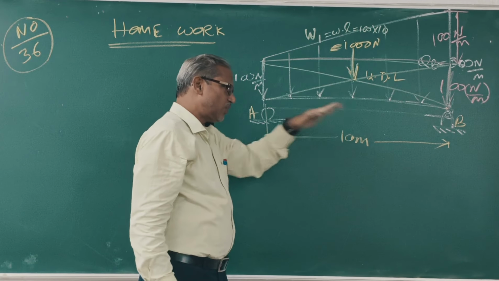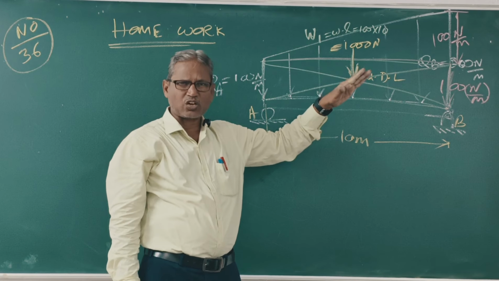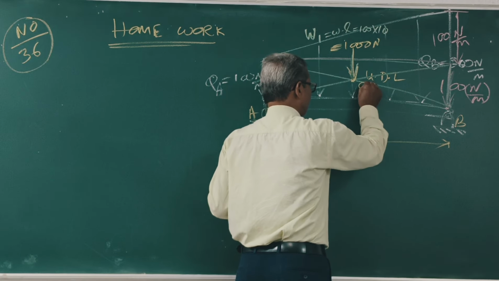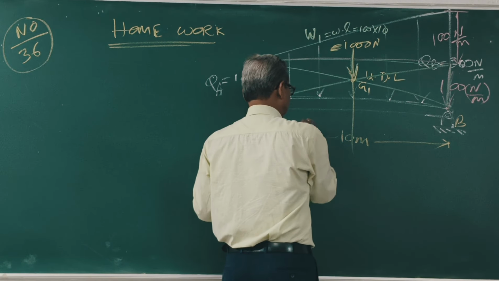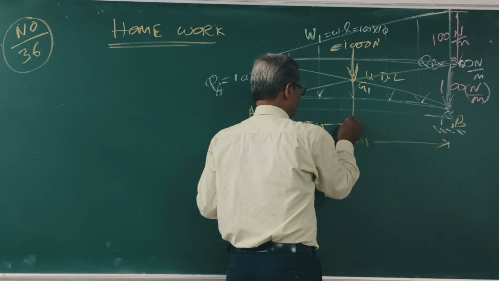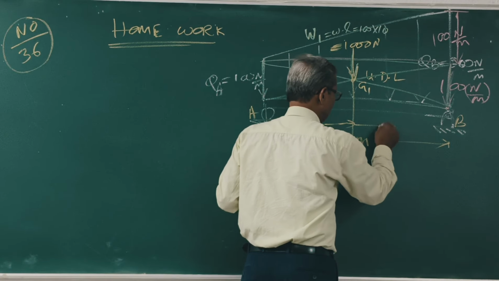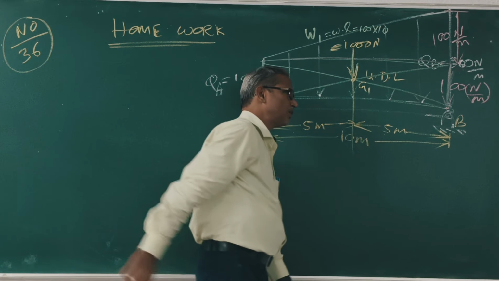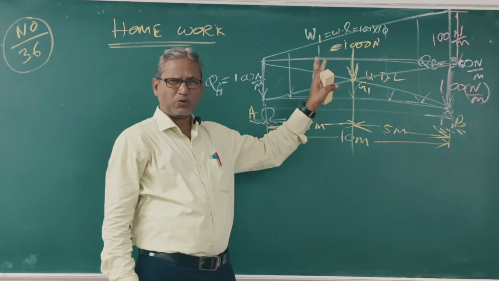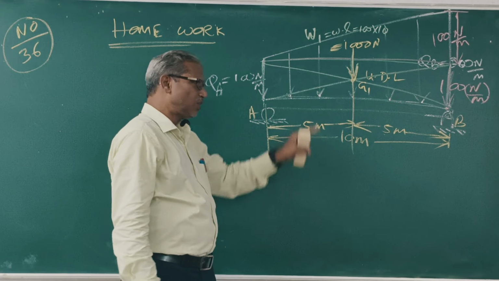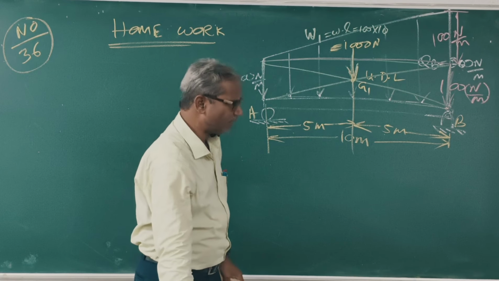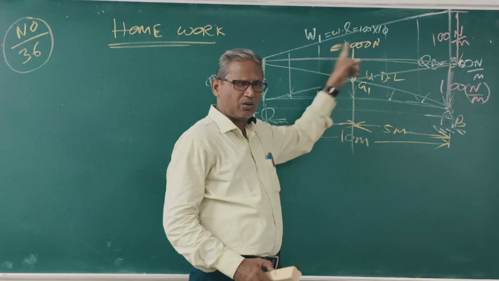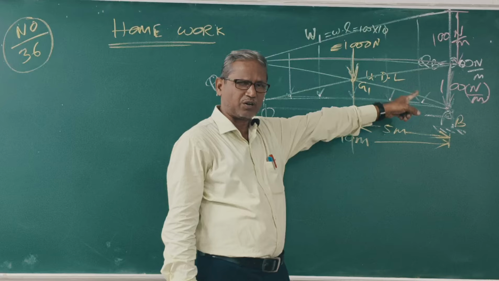This is where the two diagonals cross each other. This is point G1. Suppose this is called G1. Clear? This is 5 meter, and this is also 5 meter. We have calculated for W1. Next, for UVL. This is UVL.